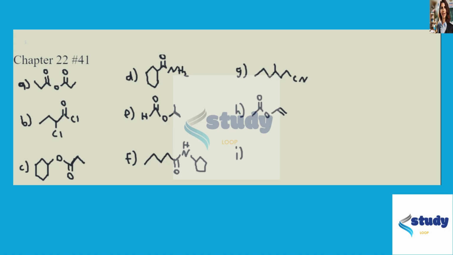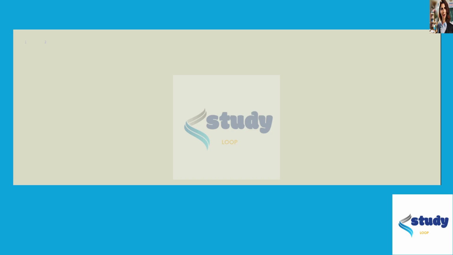Okay, for I, we have benzoic propanoic anhydride. So this is a mixed anhydride. And so the one side is going to be benzoic, and the other side is going to be propanoic. So there we go. There's our mixed anhydride, benzene on one side, and a 3-carbon chain on the other.